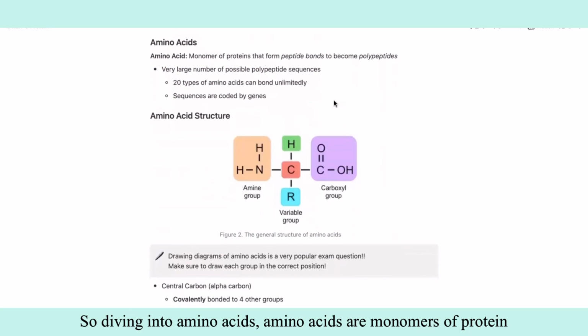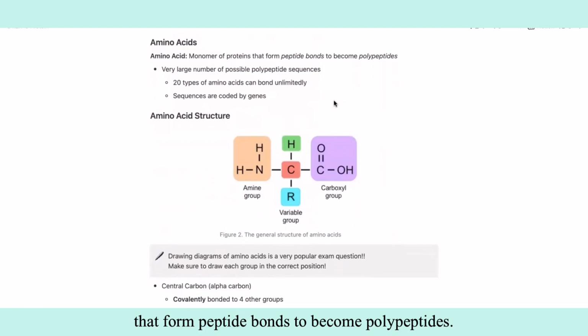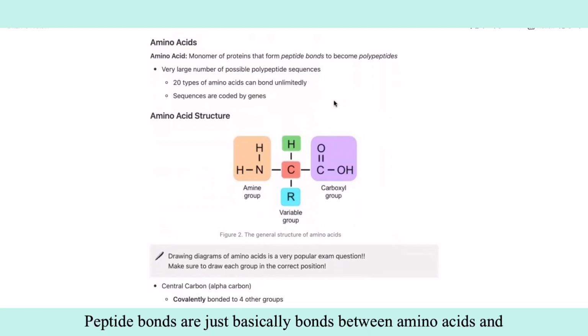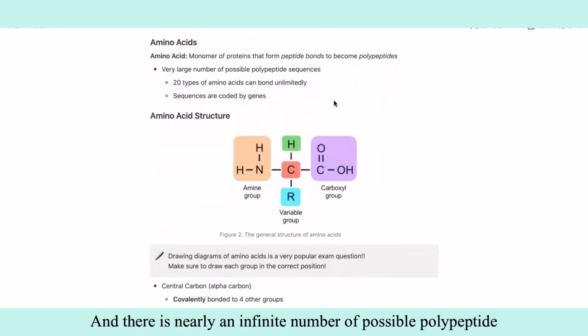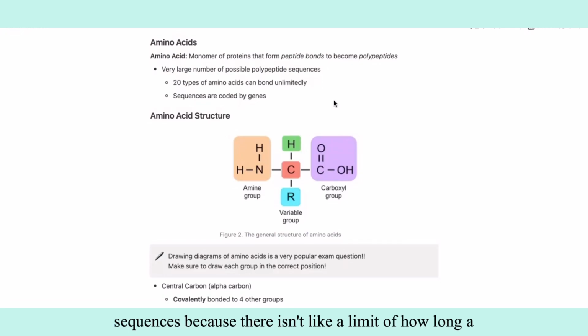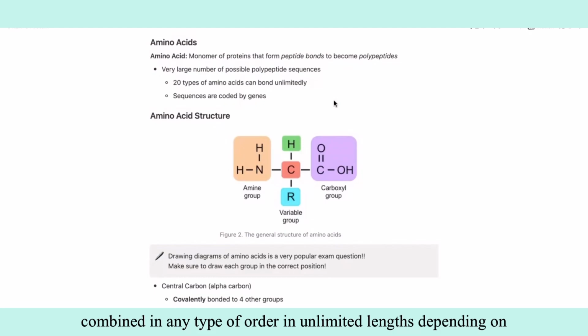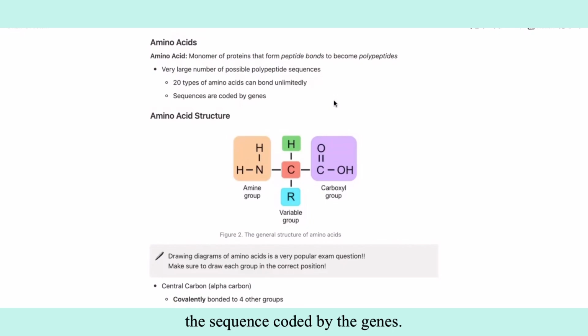So, diving into amino acids. Amino acids are monomers of proteins that form peptide bonds to become polypeptides. Peptide bonds are basically bonds between amino acids within the polypeptides. And there is nearly an infinite number of possible polypeptide sequences because there isn't a limit to how long a polypeptide chain can be, and there are 20 types of amino acids. So the amino acids can bind in any order in unlimited lengths, depending on the sequence coded by the genes.